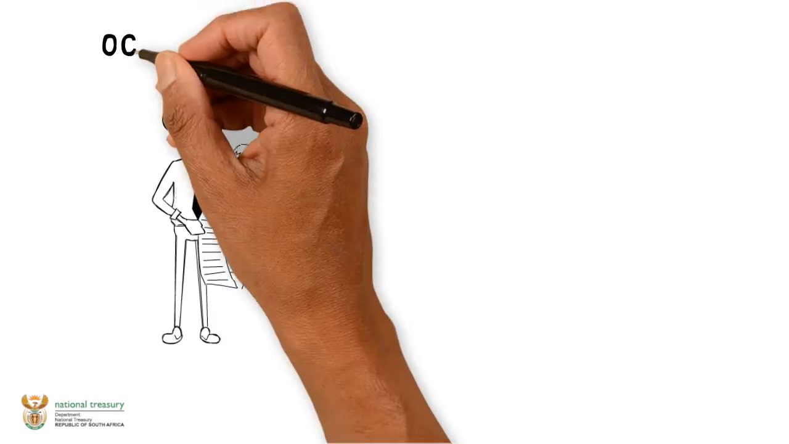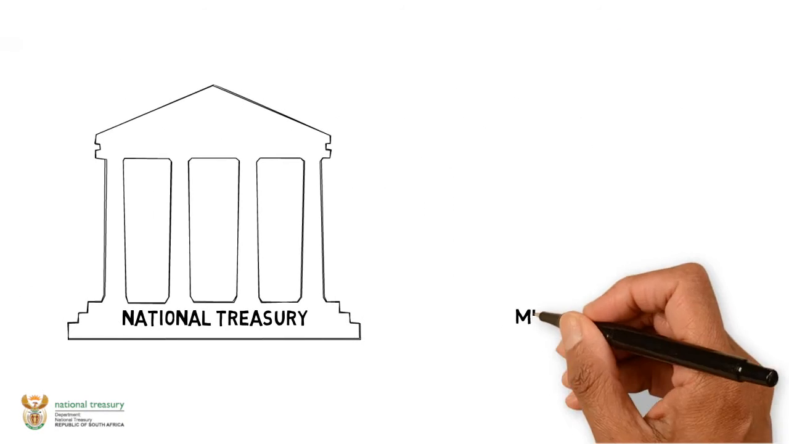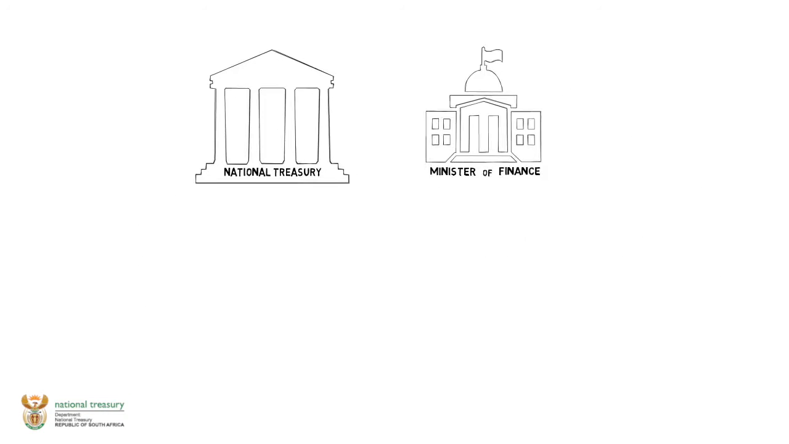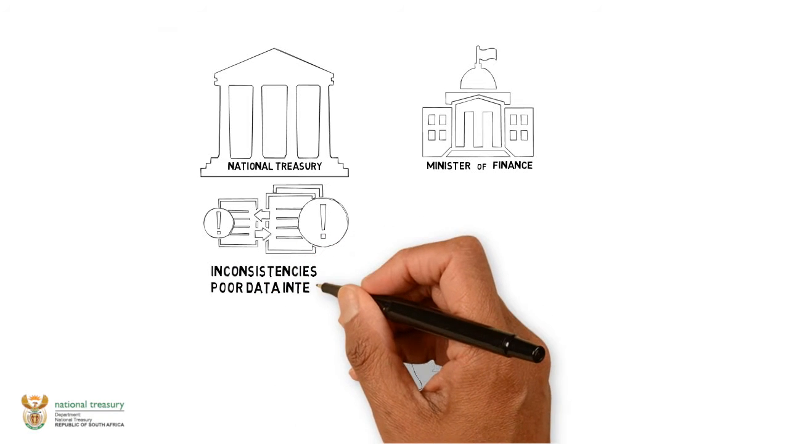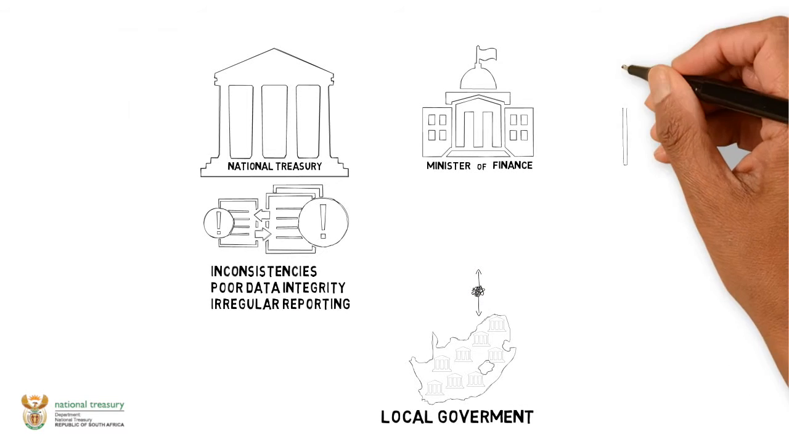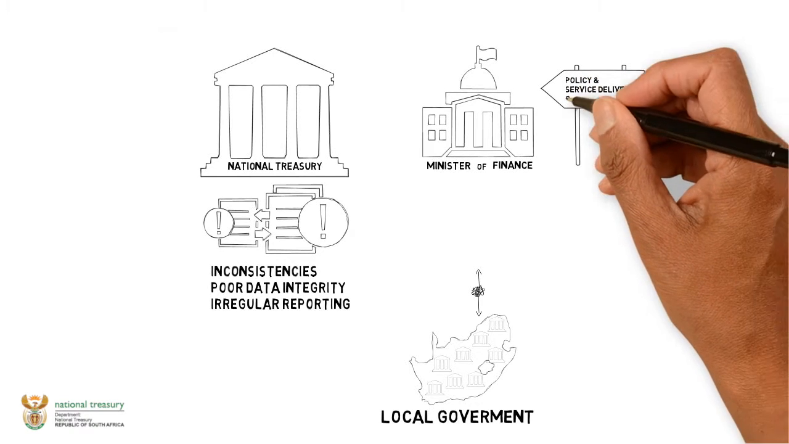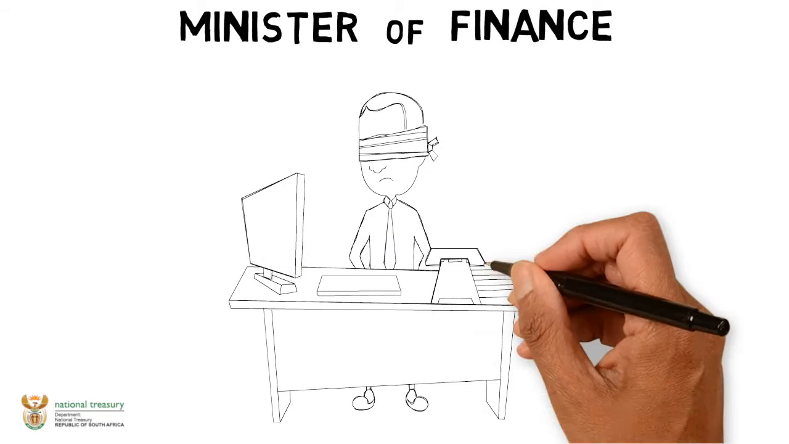In a memo dated October 2008, National Treasury expressed its concern to the Minister of Finance regarding the state of data in local government. Inconsistencies, poor data integrity, and irregular reporting restricted the accuracy of information being fed to the legislatures, the very institutions that make recommendations with regards to policy and service delivery objectives. This ultimately negatively affects Parliament's ability to oversee local government bodies.